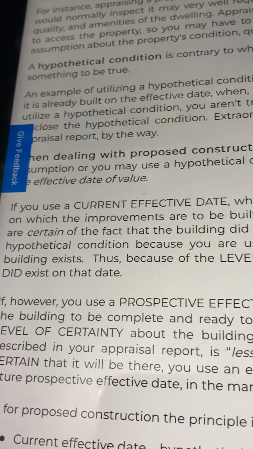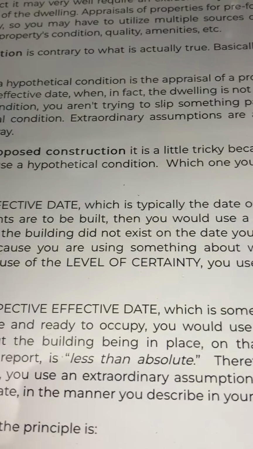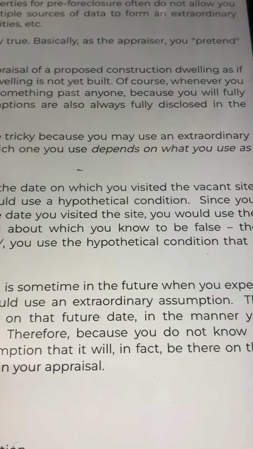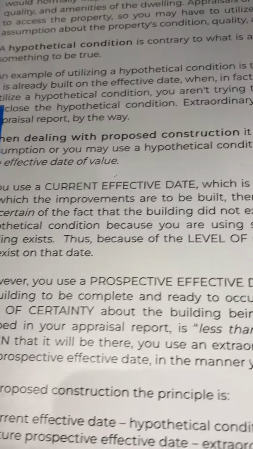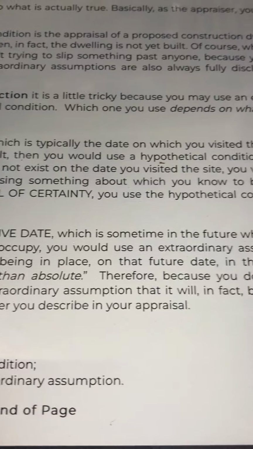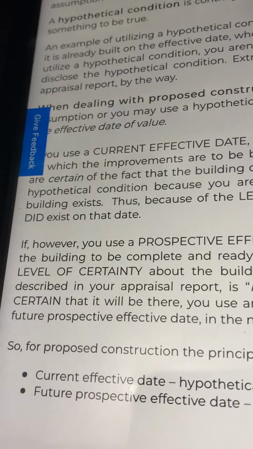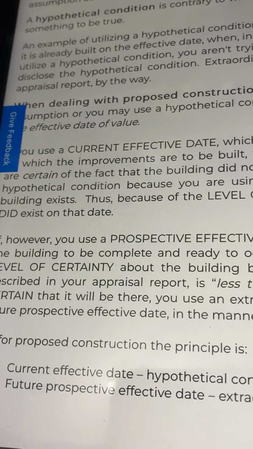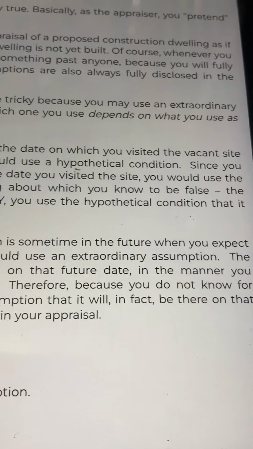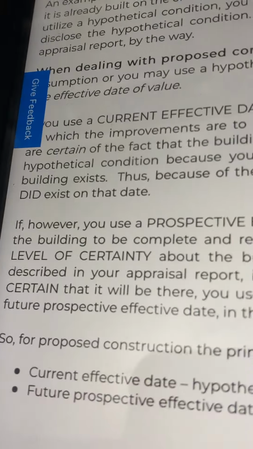Since you are certain of the fact that the building did not exist on the date you visited the site, you would use the hypothetical condition because you are using something about which you know to be false. The building exists. Thus, because of the level of certainty, you use the hypothetical condition that it did exist on that date.